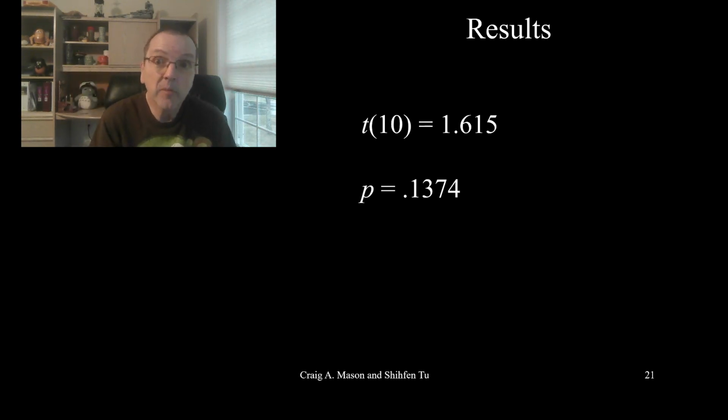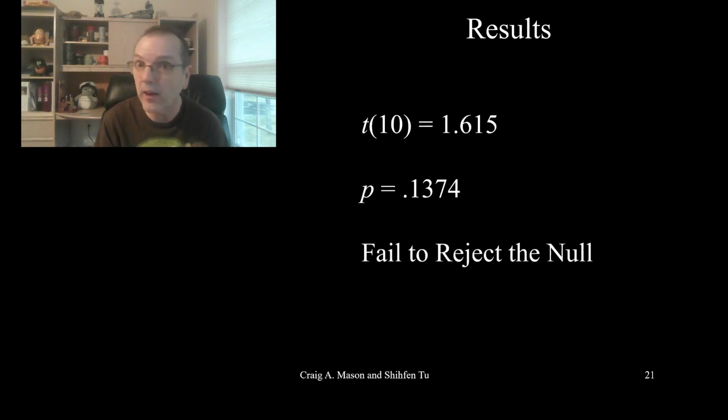And 0.1374 is larger than our alpha level of 0.05. Our p is greater than our alpha level, so we have to fail to reject the null hypothesis. The data don't allow us to conclude that there's any effect for the program. Ouch! But don't give up hope. This is what can happen when you make the wrong choice for a statistical test.